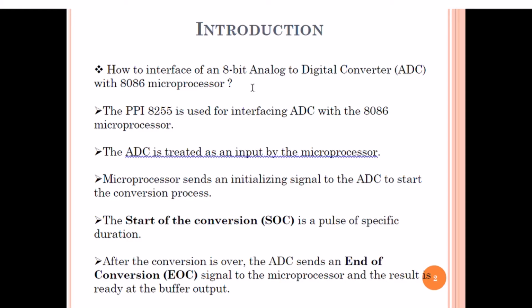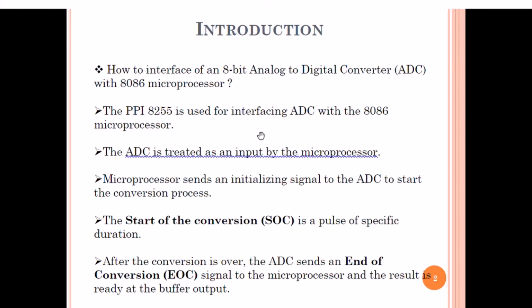This video is about ADCs or analog to digital converters. We will see how to interface an 8-bit ADC with the 8086 microprocessor. To interface the ADC with 8086, we need the 8255 programmable peripheral IC chip.